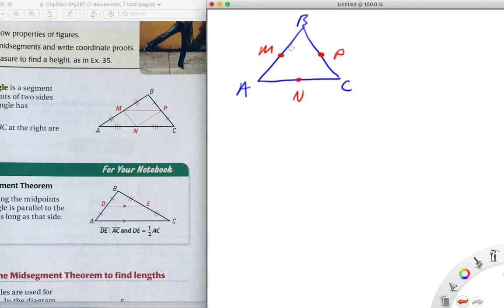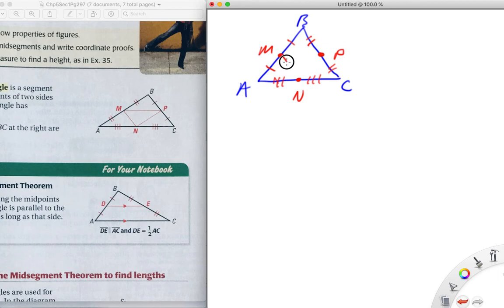Midpoint meaning they cut these sides directly in half, so AM would be congruent to BM, BP would be congruent to PC, and AN would be congruent to NC. These are all the midpoints.